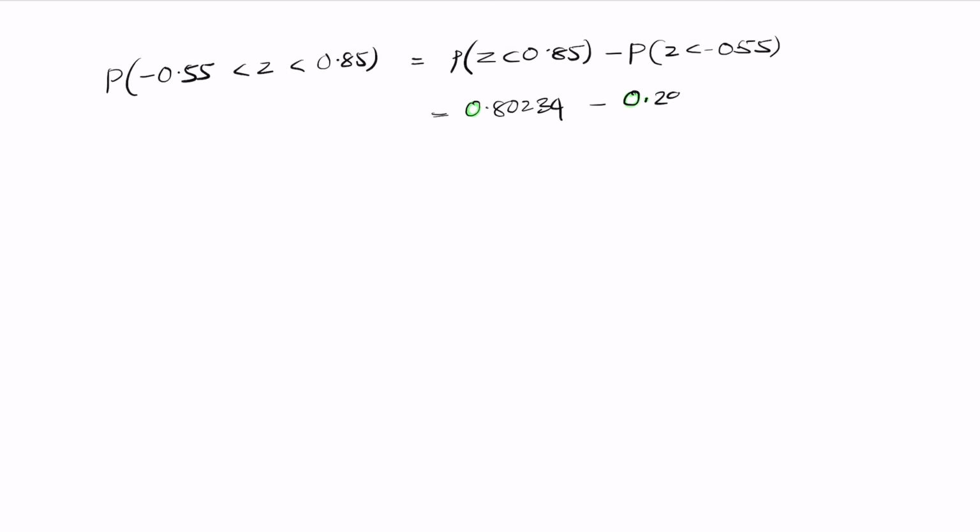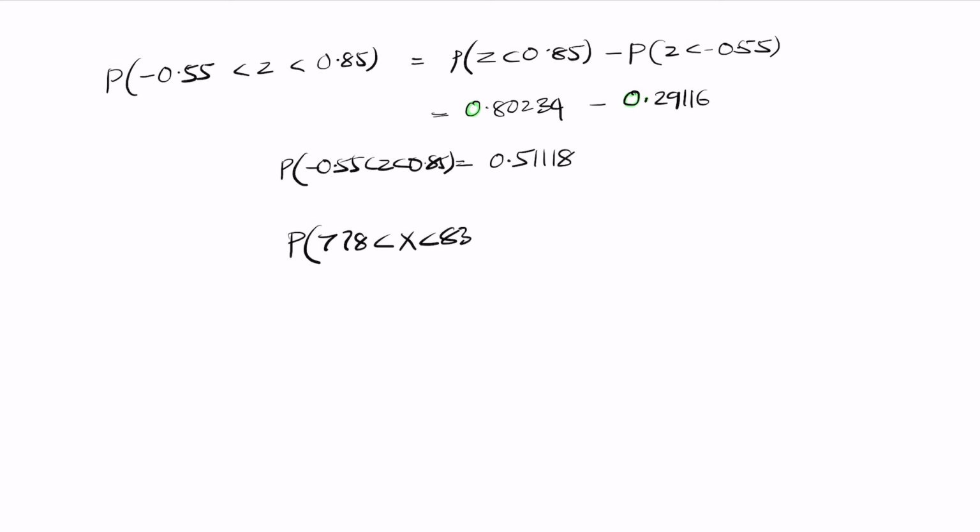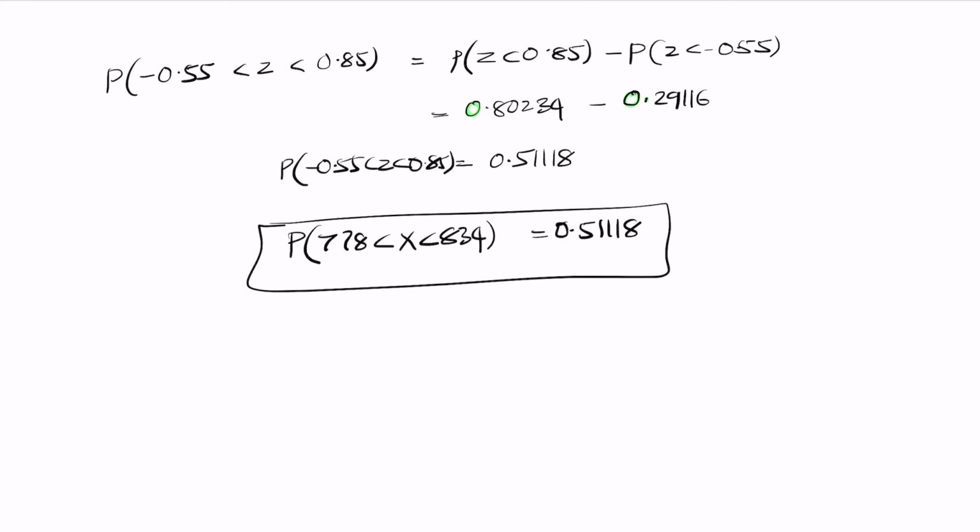So 0.29116. So 0.80234 minus 0.29116 gets you a value of 0.51118. So this is the probability of minus 0.55 less than z less than 0.85. But this is not the original probability, right? The probability originally is 778 less than X less than 834. This value is 0.51118 or 51.118%. So this is how you can find the probability by applying conditions.